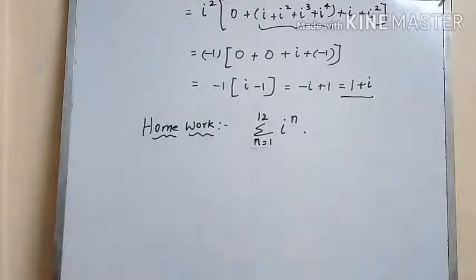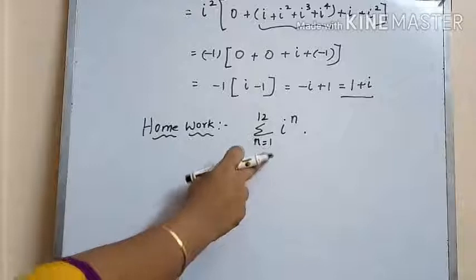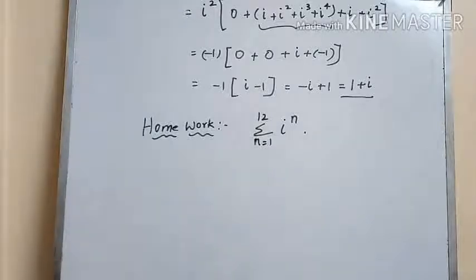Hope you enjoyed today's session. Try this for homework: summation n is equal to 1 to 12 of i to the power of n.